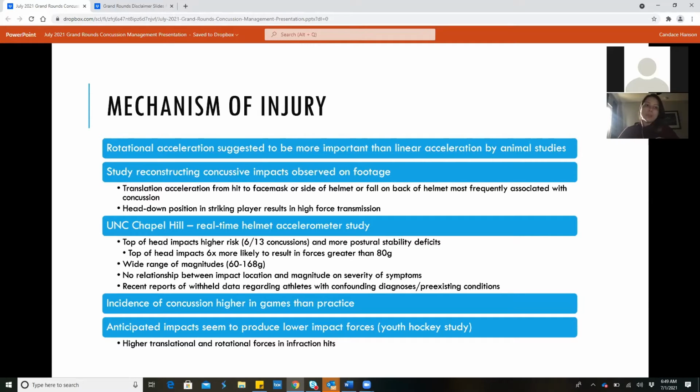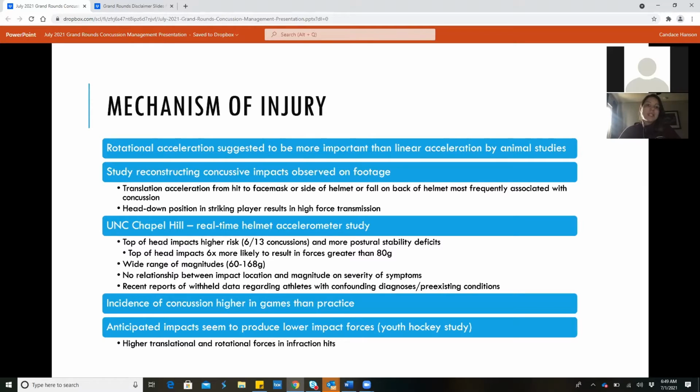And there is some question about the reliability of the data coming out of Chapel Hill. Recent reports showed that they withheld some of the data regarding athletes with confounding diagnoses or pre-existing conditions such as learning disabilities or ADHD. So the likelihood of who had more severe concussions related to modifying risks, which we'll talk about in a little bit, might be questionable from that study.